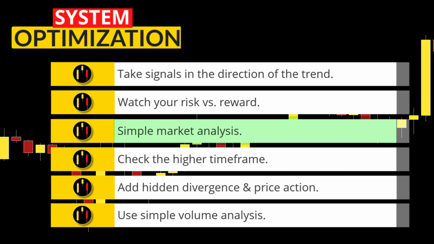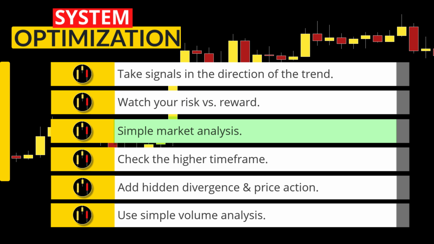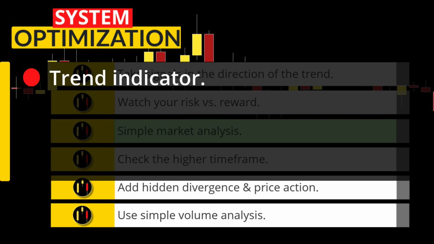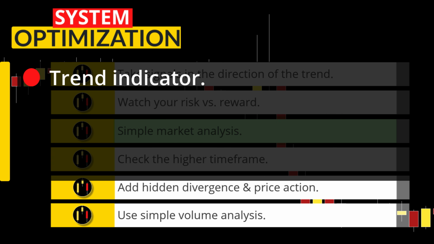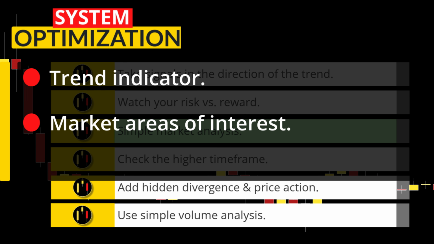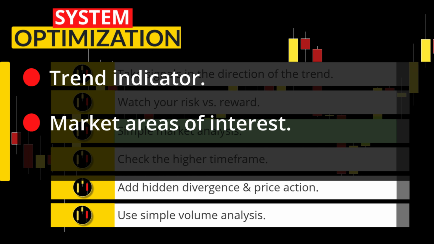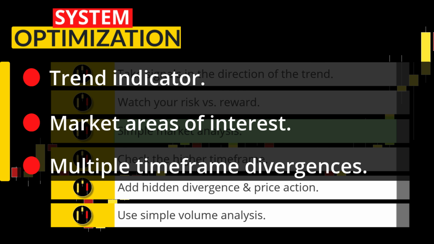Third, some other ideas that can improve the results are adding a simple 200 EMA to determine the overall trend direction. You can also look for entries at obvious areas of support and resistance, in addition to confirming divergences on multiple time frames.